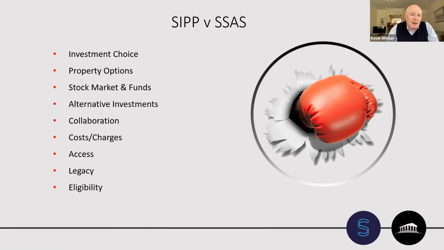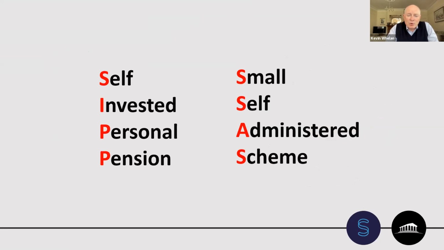So I'm going to cover some of those key points, which essentially is to try and give you a framework for you to work out the key differences. Now, there are some similarities, of course, and you should be able to work it out from here that the self-invested personal pension, which is a bit of a misnomer, as I'll come on to, and a small self-administered scheme, the key in both of them is the word self.